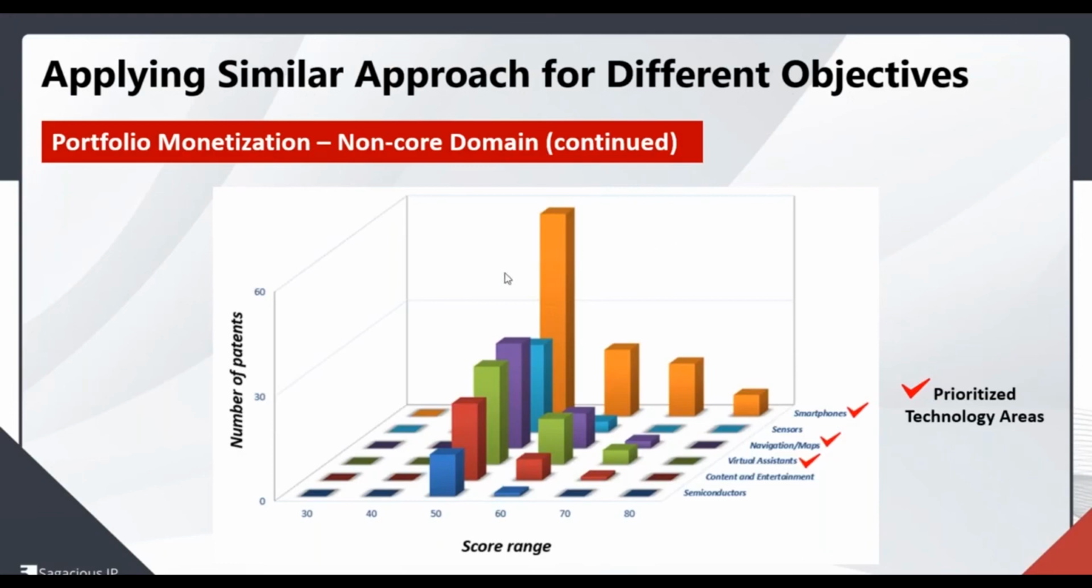This is just an example, and you can apply this to any industry to smartly analyze the portfolio and visualize your data in a quick way to determine what the non-core patent applicabilities are for you.